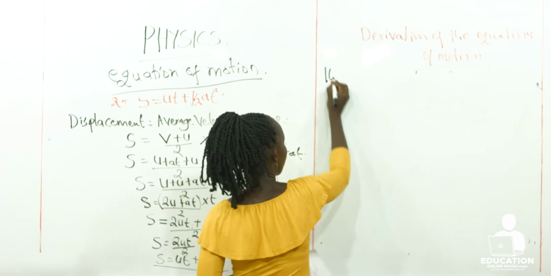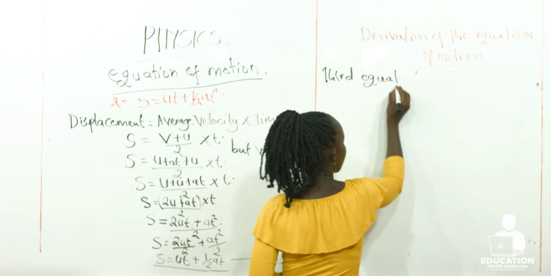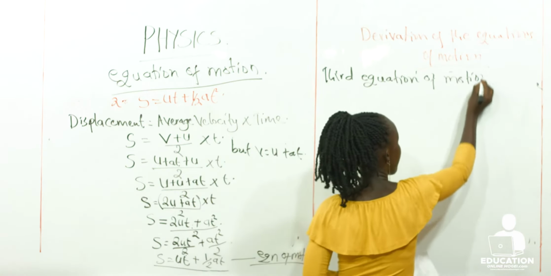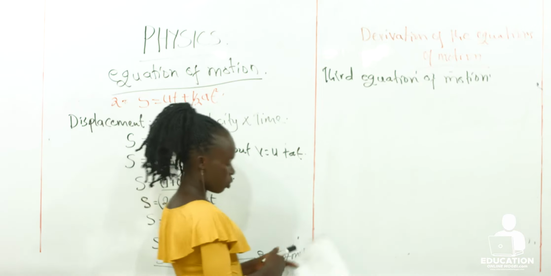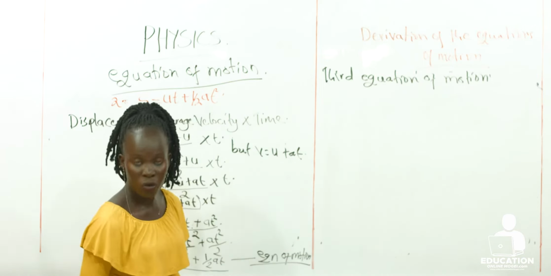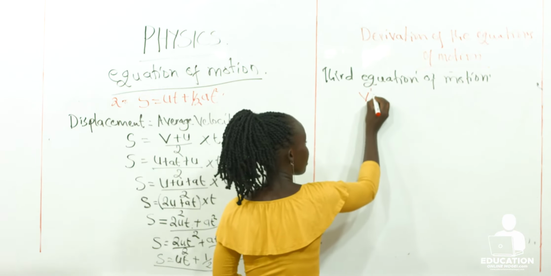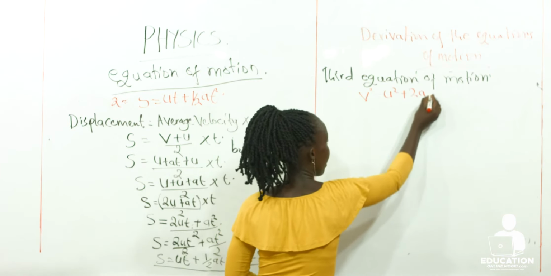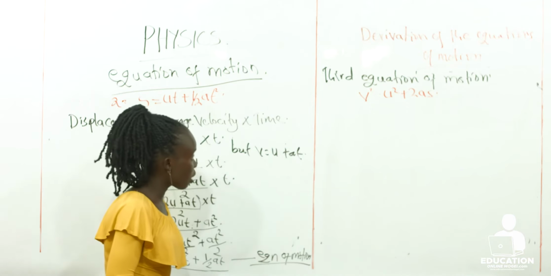We put it as the third equation of motion. So what is our third equation of motion? This is what we want to come up with: v squared is equal to u squared plus 2as. That is what we want to come up with.